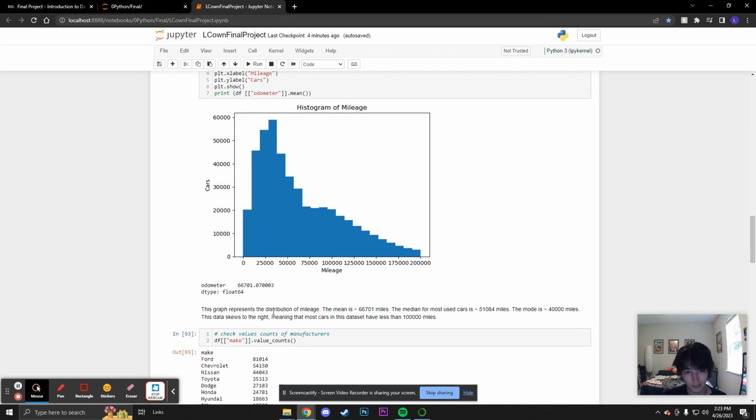The histogram represents the distribution of mileage in the data frame of the cars' mileage. So the mean was around 66,000 miles, and the median for most used cars is around 51,000 miles. So around half of the cars in the data frame have almost 51,000 miles or fewer. The mode is 40,000 miles, and as you can see in this histogram, it skews to the right, meaning that most cars in the data set have less than 100,000 miles.